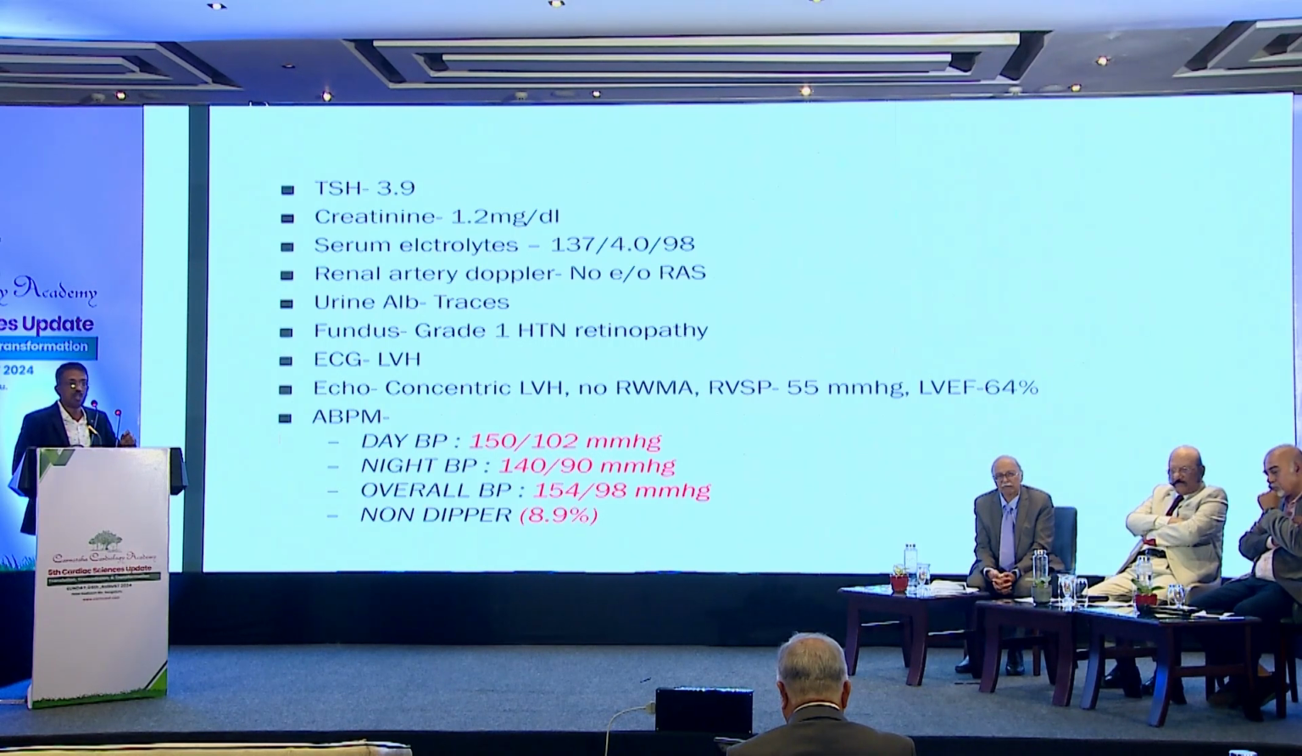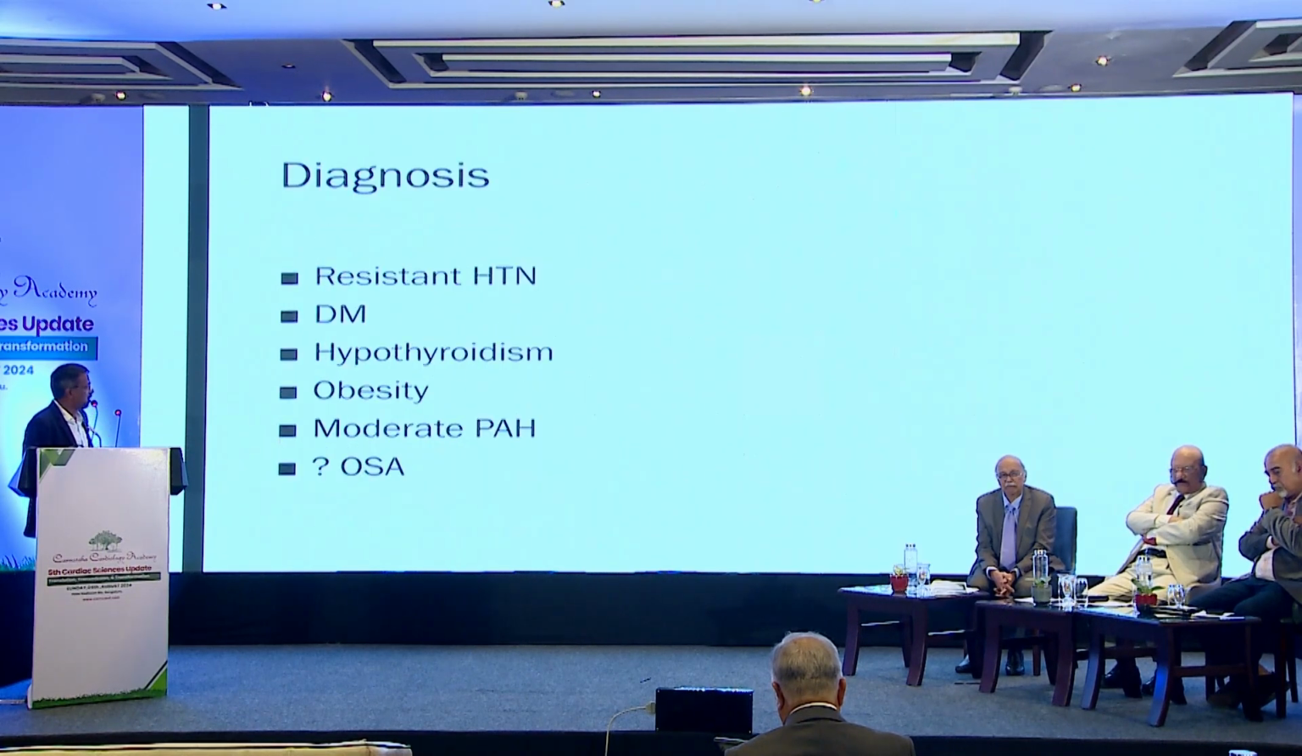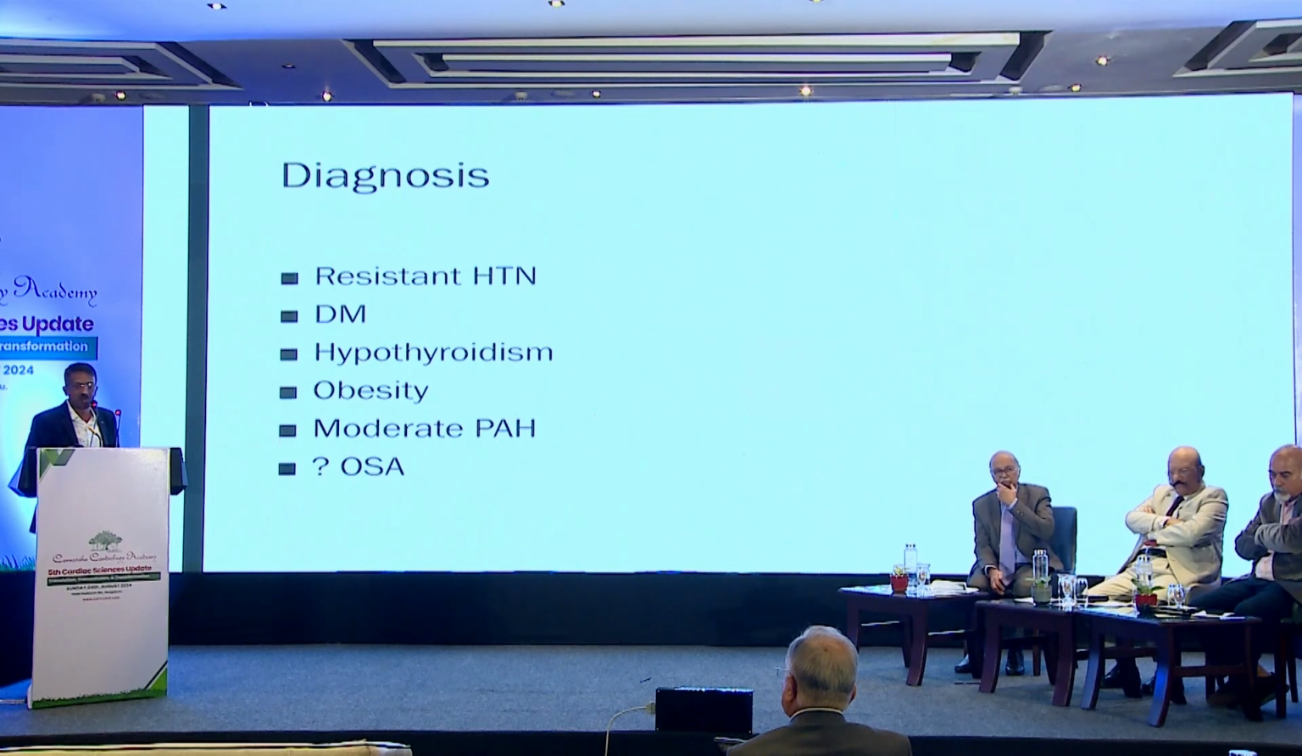And again, we need to reconfirm whether it is a pseudo-resistant hypertension or a true resistant hypertension. Look at the ABPM values again, totally out of range, and she was a non-dipper. So now the diagnosis again, very clear cut. Resistant hypertension, diabetes, hypothyroidism, obesity, moderate pulmonary arterial hypertension with the classical history of snoring, daytime sleepiness, obesity, and so on. I had a high index of suspicion of OSA in this particular patient.